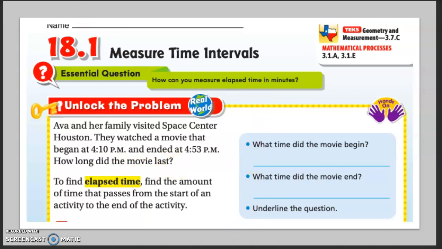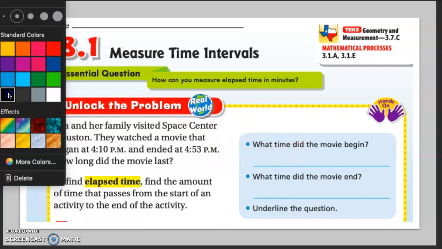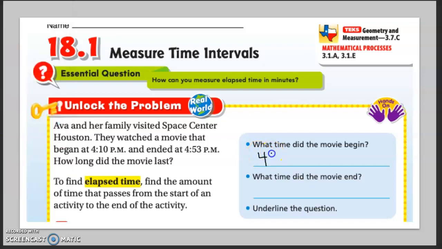First question, it says, what time did the movie begin? So the movie started at 4:10 p.m. So we're going to write that. Sorry, this is hard to write with a mouse. Alright, second question. What time did the movie end? Looking at our problem, it says that it ended at 4:53 p.m. Now we're going to underline the question.